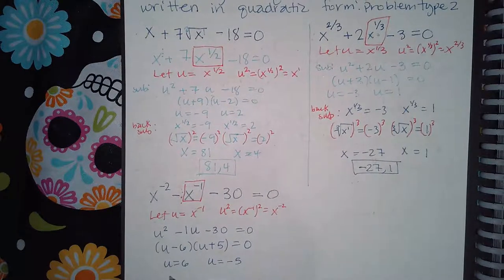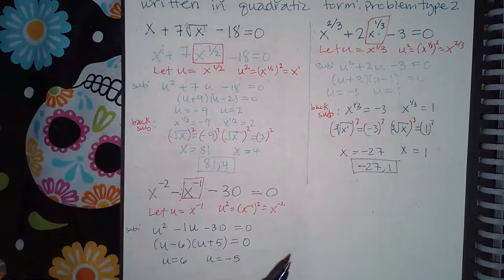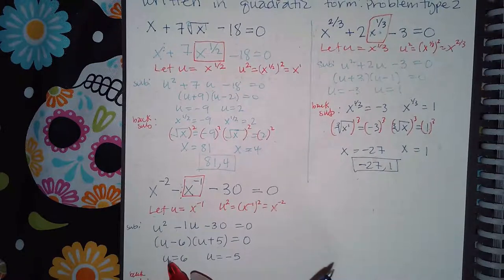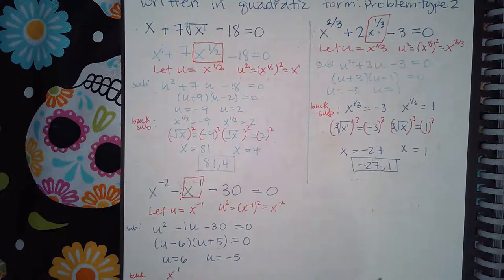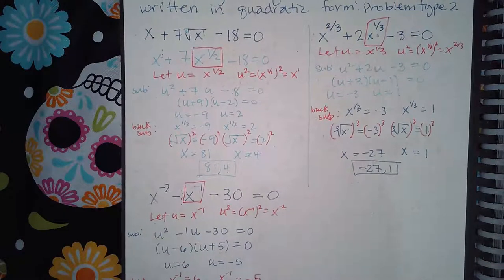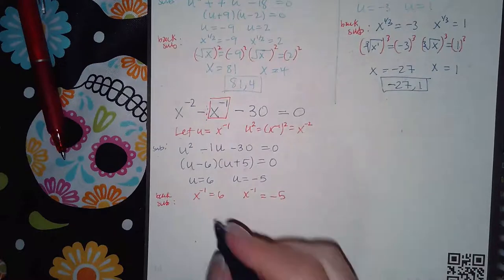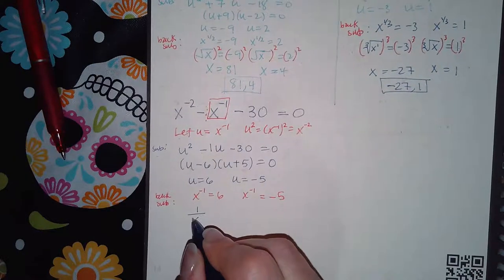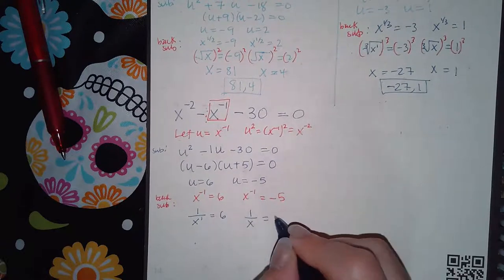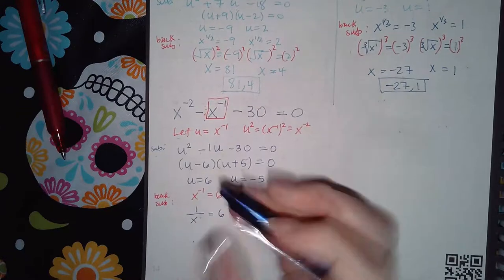So then I have to back sub. This was the sub step, and I have to back sub. So u is actually x to the negative 1. What does x to the negative 1 mean? It means 1 over x to the positive 1, or just 1 over x. You don't ever have to write the exponent 1.